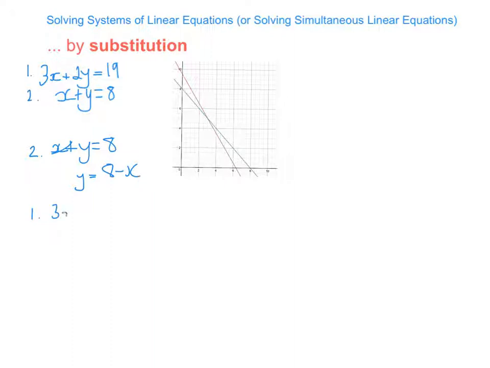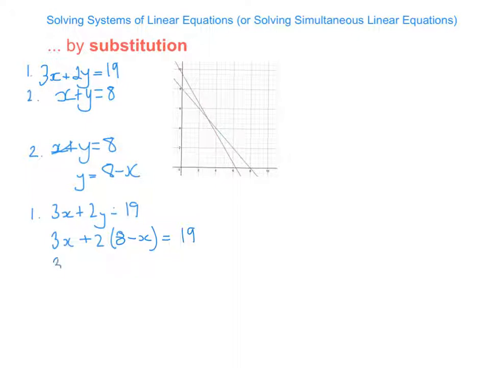So 3x plus 2y equals 19 becomes 3x plus 2 times (8 minus x) equals 19. The reason I did this substitution is because now my equation only has x values. I can do some expanding and rearranging and find out what x is.